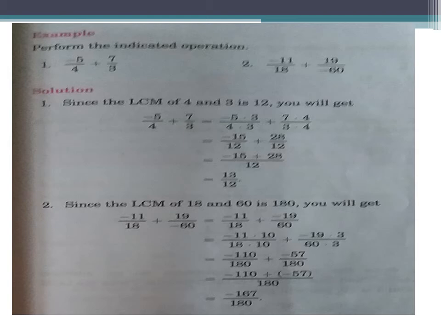So, negative 11 times 10, that is negative 110. 18 times 10, that is 180. Then, 19 times 3, that is 57. Then, 60 times 3, we have 180. Then, negative 110 plus 57 is equal to negative 167 since they share the common sign, which is negative. So just simply add, then copy their common sign, which is negative. So the answer is negative 167 over 180.